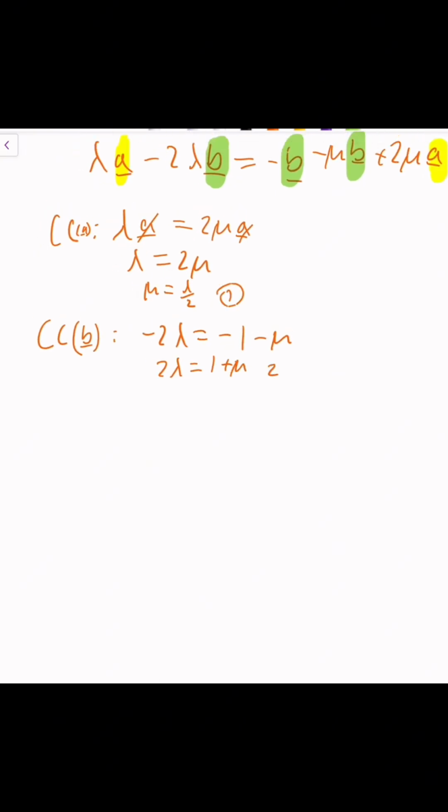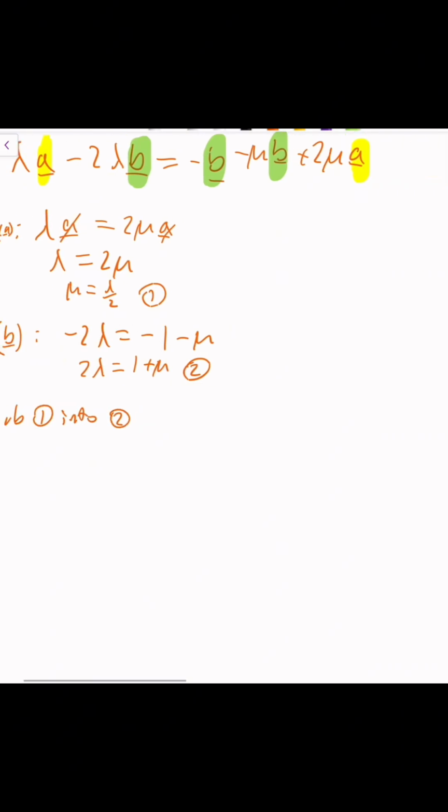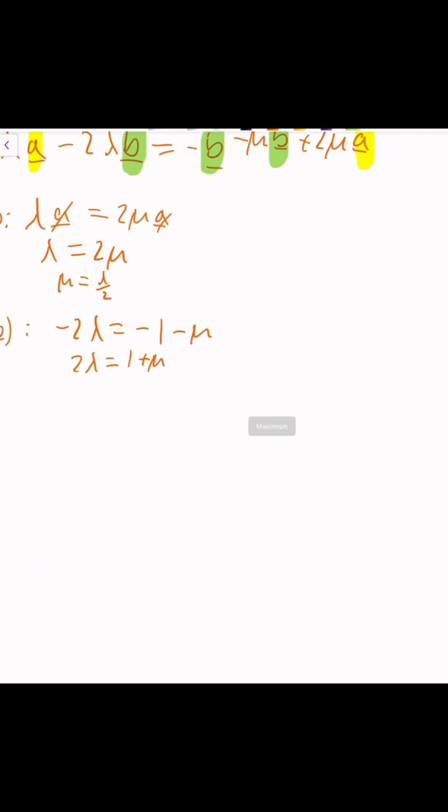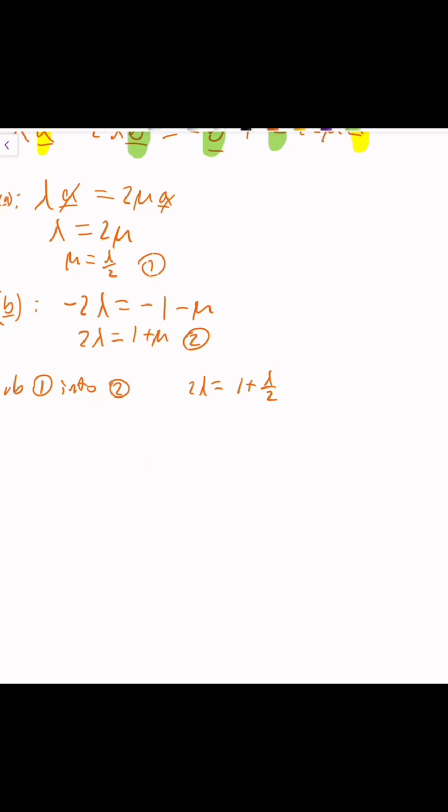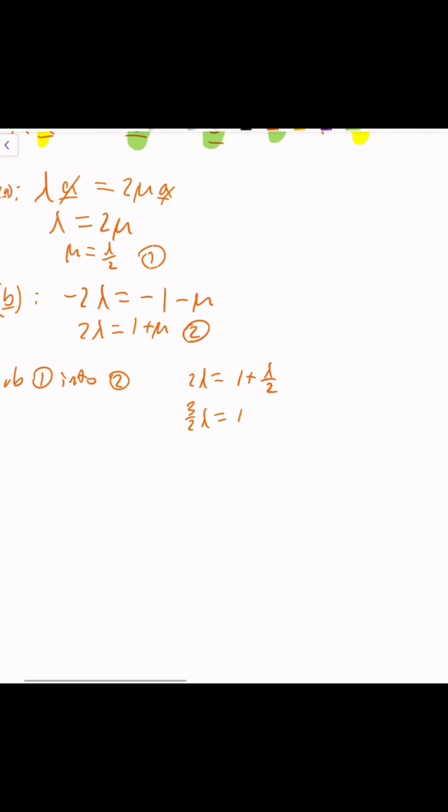Let's call this equation 1. Let's call this equation 2. Let's sub 1 into 2. So we're going to get 2 lambda equals 1 plus lambda over 2. Okay, now we can simply subtract this lambda over 2 from both sides. So we have 3 over 2 lambda equals 1. So lambda equals 1 divided by 3 over 2. Lambda equals 2 over 3.